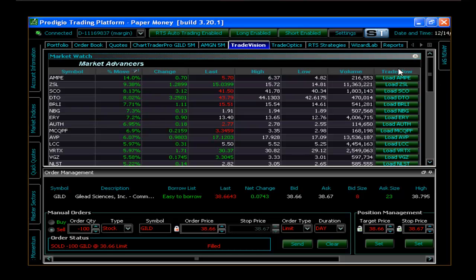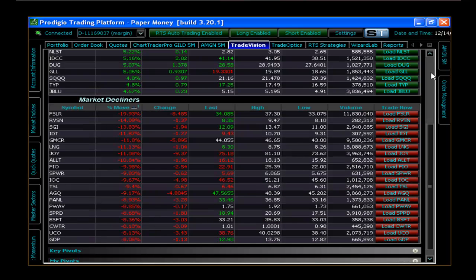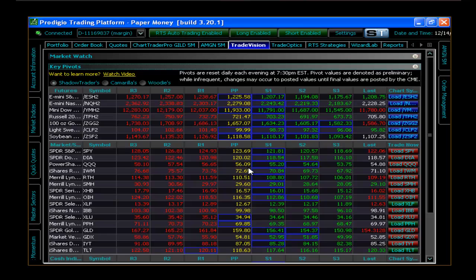The remaining tabs, which I started talking about earlier, are, for example, Trade Vision. Trade Vision has a series of market views, and it's very rudimentary in this version. You have market advancers, market decliners. You have pivots, right? We talk a lot about the value of pivots. Pivots come up in the Shadow Trader chats very often. They're very important, critical threshold values. They're so important that Shadow Trader has devised their own formula for pivots, which complements some of the other formulas that you see out there.